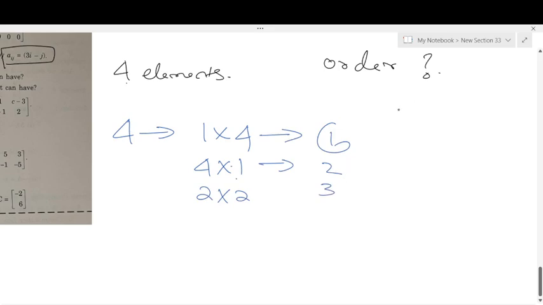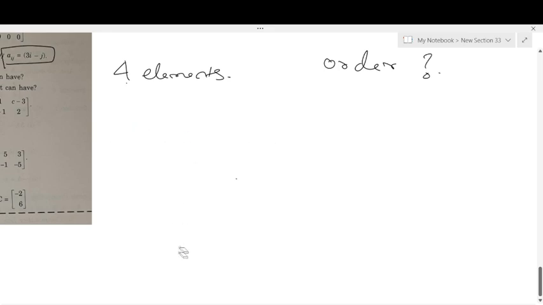So what is the order? How many orders are possible? 3 orders, right? Total 3. So this is the answer, student. These are the answers: 1 into 4, 4 into 1, 2 into 2. Okay, can you try the next question?